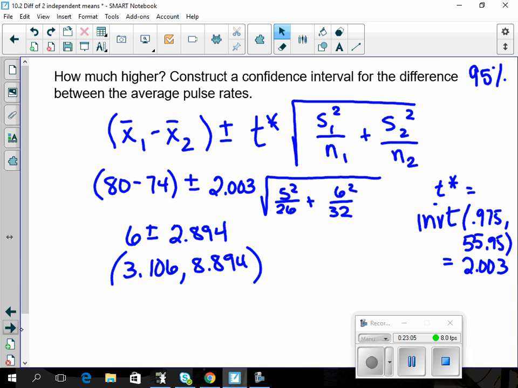Good question. How do I interpret this? Remember what we're dealing with. We're dealing with the difference between smokers and non-smokers, right? So what are we actually confident about? We're 95% confident that this interval captures the true difference. Do you agree?